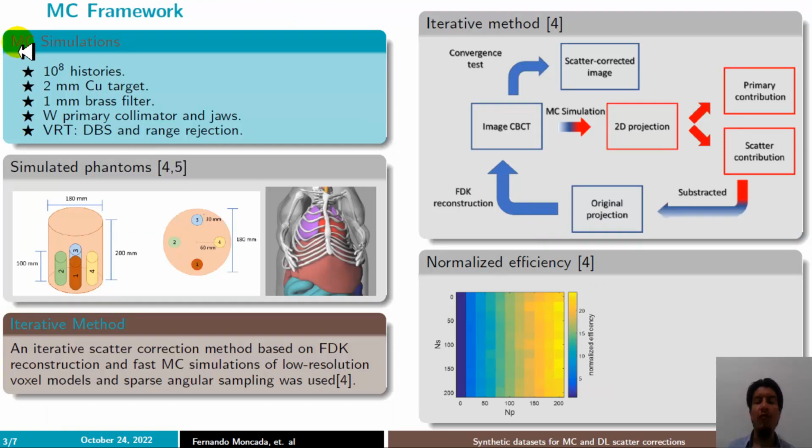A Monte Carlo framework of the kilovoltage and megavoltage imaging system of the TrueBeam Linac was generated based on an EGSnrc code. We separated the primary and the scatter component of CBCT projections for a water cylinder with inserts of cortical bone, dense bone, soft tissue, and lung, and for the thorax of a mouse generated by Duke University. An iterative scatter correction method based on the FDK reconstruction and fast Monte Carlo simulations of low-resolution voxel models and sparse angular sampling was used.